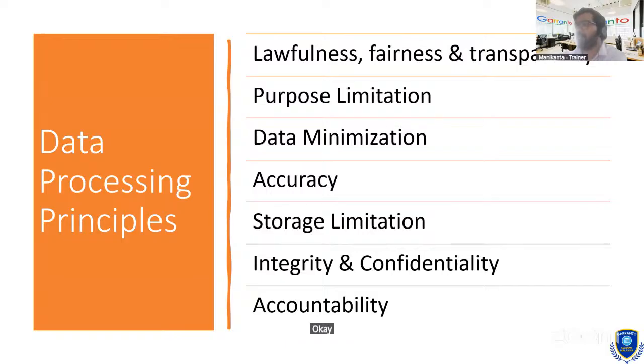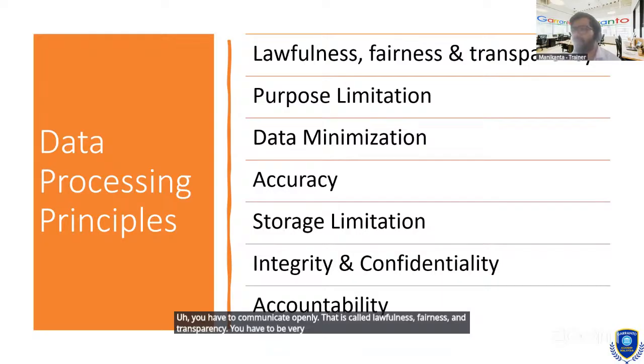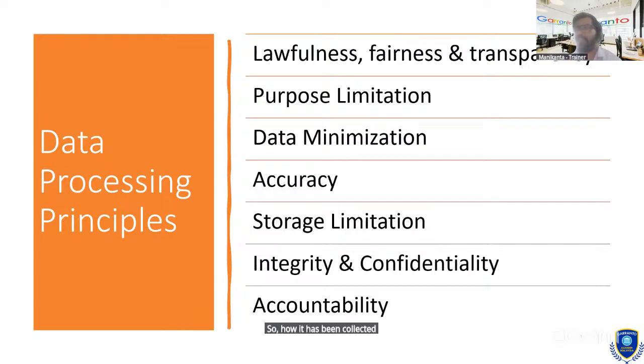Okay. So next, there are certain principles that we follow. These are globally agreed principles, I would say, for how data has to be processed in an organization. So anything that you are collecting, you have to be very honest. You have to communicate openly. That is called lawfulness, fairness, and transparency. You have to be very, very open. So how it has been collected, where it has been collected, and whether we inform the data subject how we are collecting it and how we are going to use it. We have to be very fair.